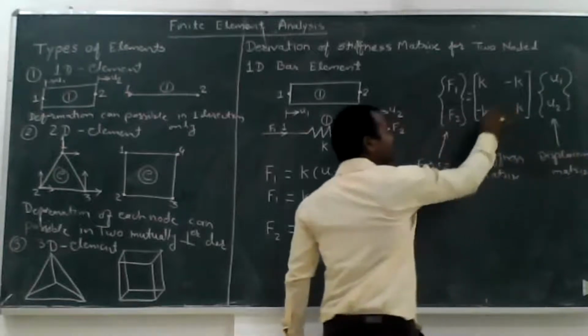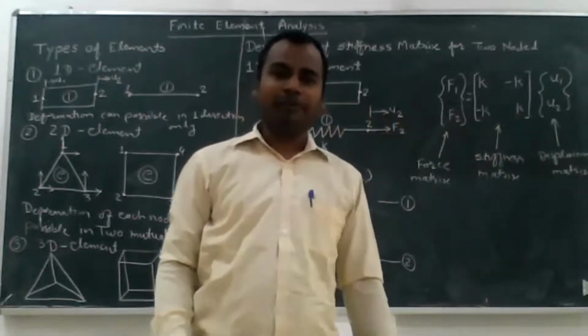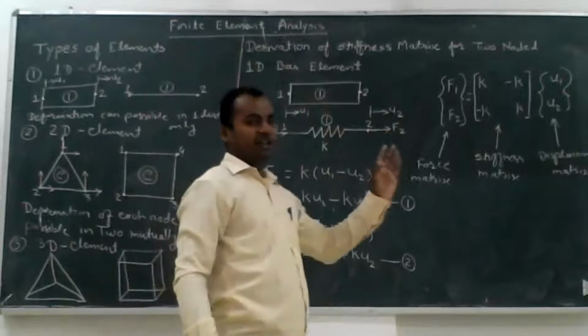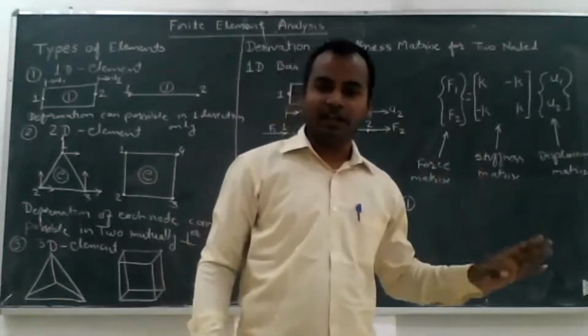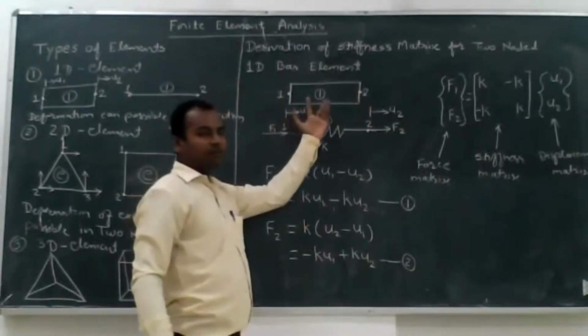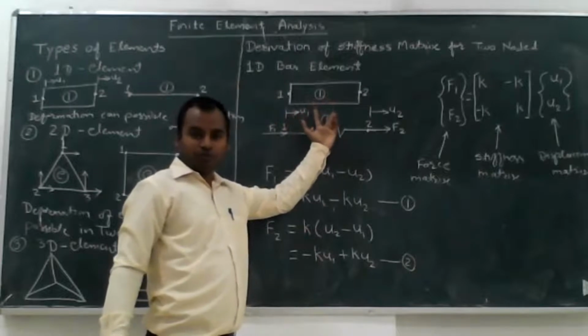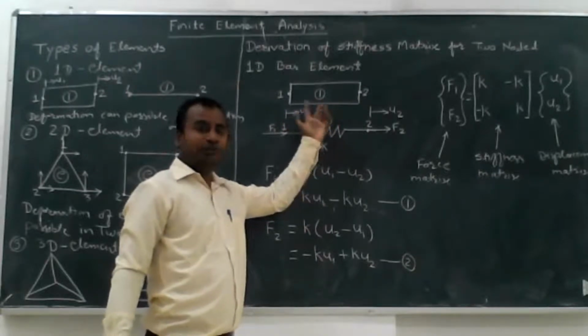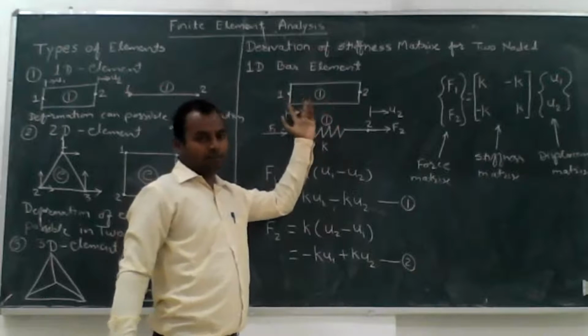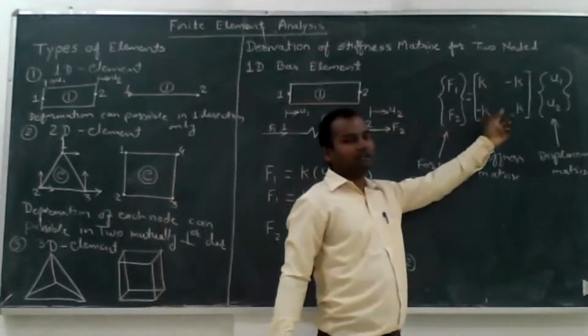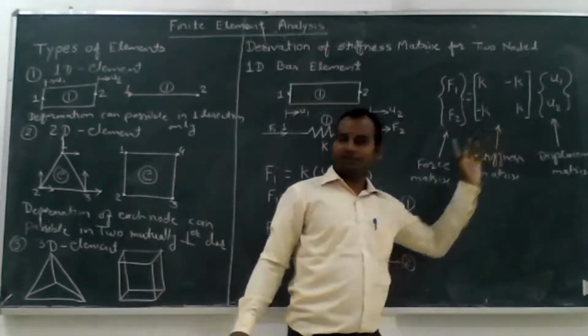So this is an important matrix for the 1D bar element, as it is a standard matrix, that is K, minus K, minus K, K. If the element is a 1D bar element having only 2 nodes, and there is only one element with 2 nodes, then the stiffness matrix will be K, minus K, minus K, K.